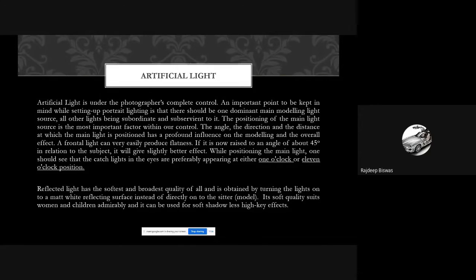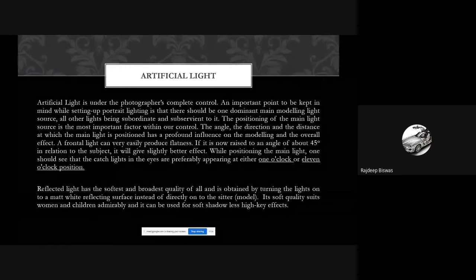Remember, while positioning the main light, one should see the catch light in the eyes as much as practicable. Remember, catch light cannot be visible always. Obviously, during processing, you may do certain things which might get you catch light in the eyes of the subject. But trust me, if you are sending the images for any contest, once the judges are conversant with this topic, they're going to get it.